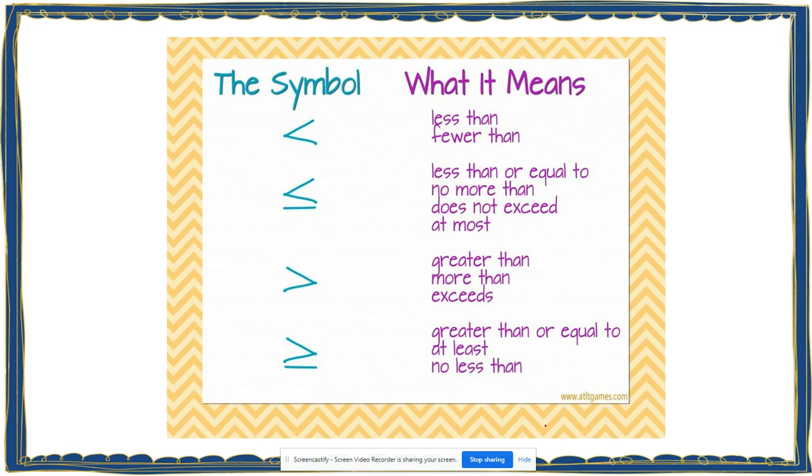An inequality is a non-equal comparison of two quantities. When we look at inequalities, there are four symbols that we use. The first is the less than symbol. This means less than, and sometimes you can also see fewer than. This symbol is the less than or equal to symbol. This symbol means less than or equal to, no more than, does not exceed, or at most.